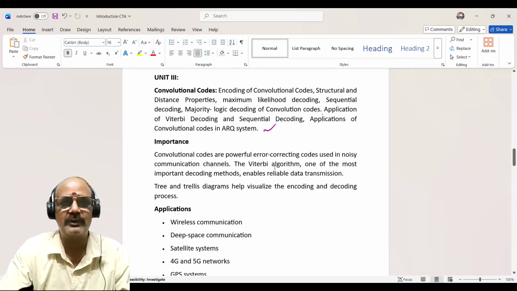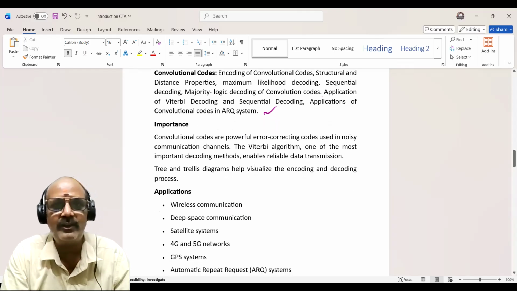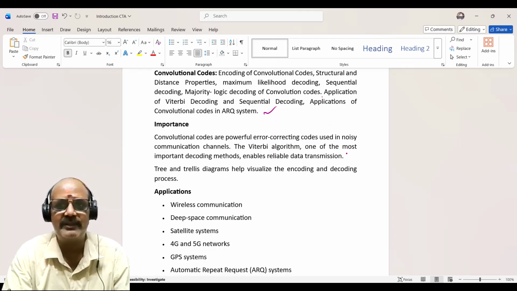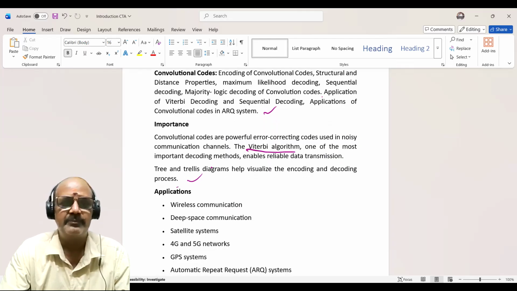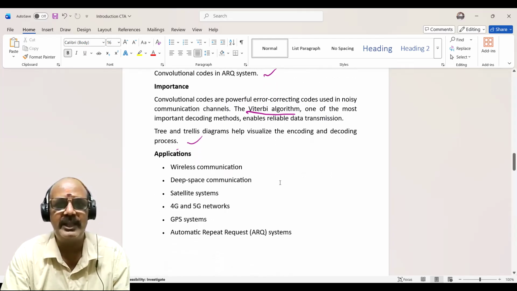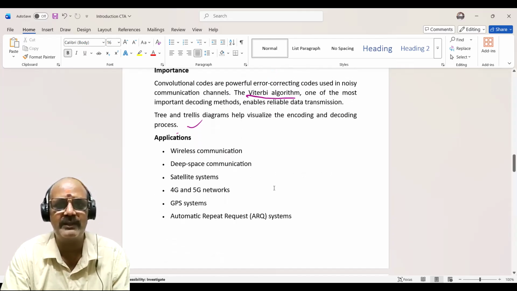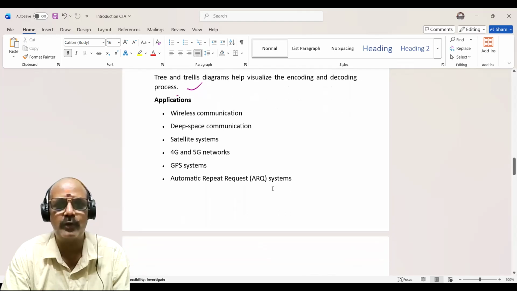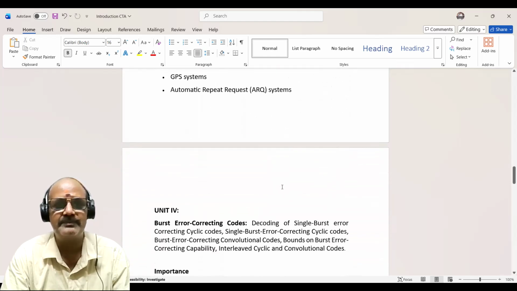The importance of this unit is that convolution codes are powerful error correcting codes used in noisy communication channels. The Viterbi algorithm, one of the most important decoding methods, enables reliable data transmission. Tree and trellis diagrams help visualize the encoding and decoding process. Applications: wireless communications, deep space communication, satellite systems, 4G and 5G networks, GPS systems, and automatic repeat request systems.